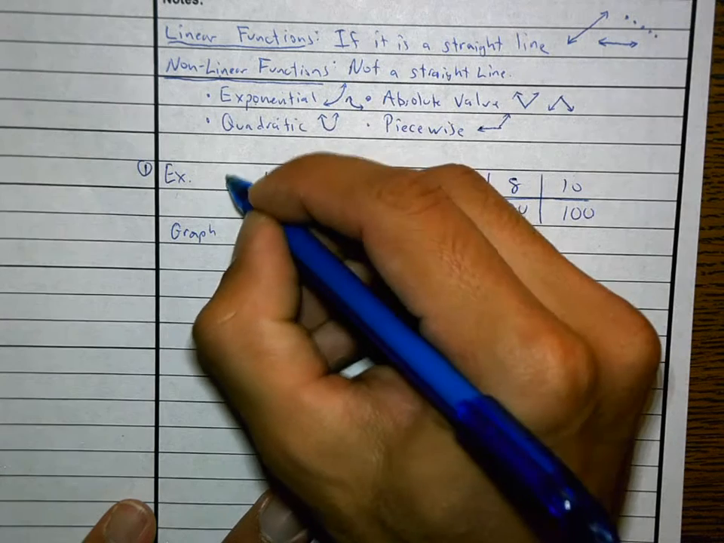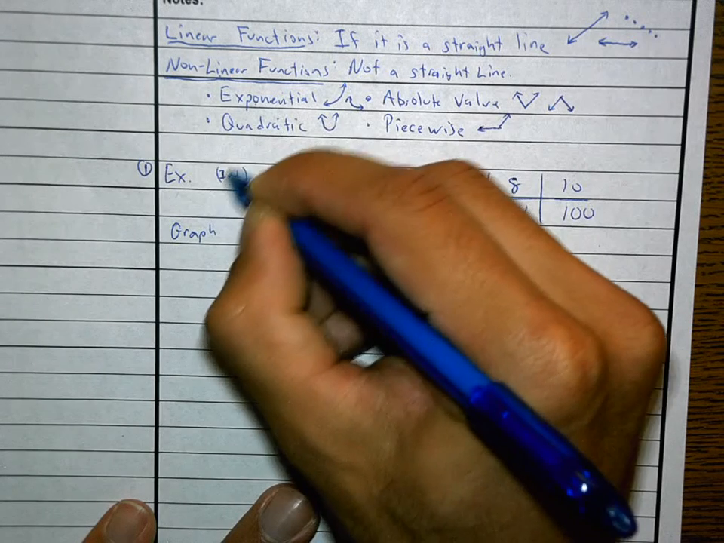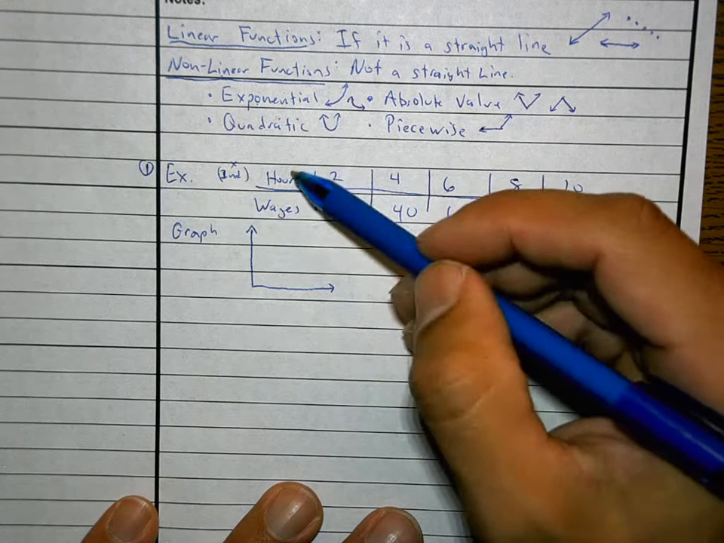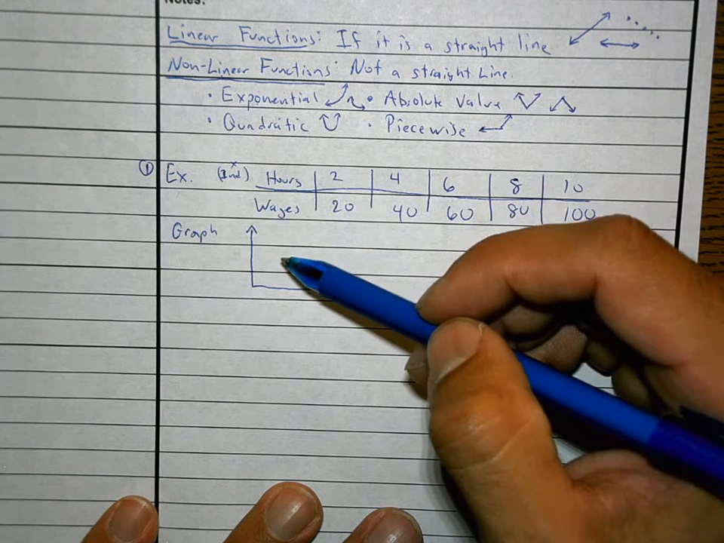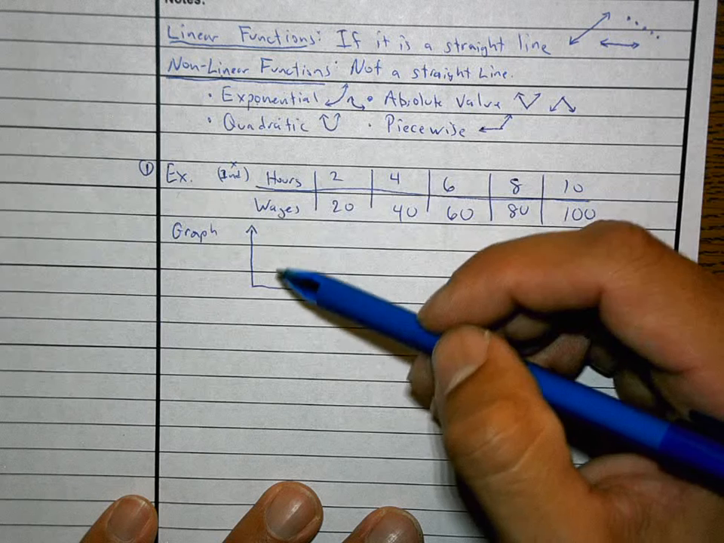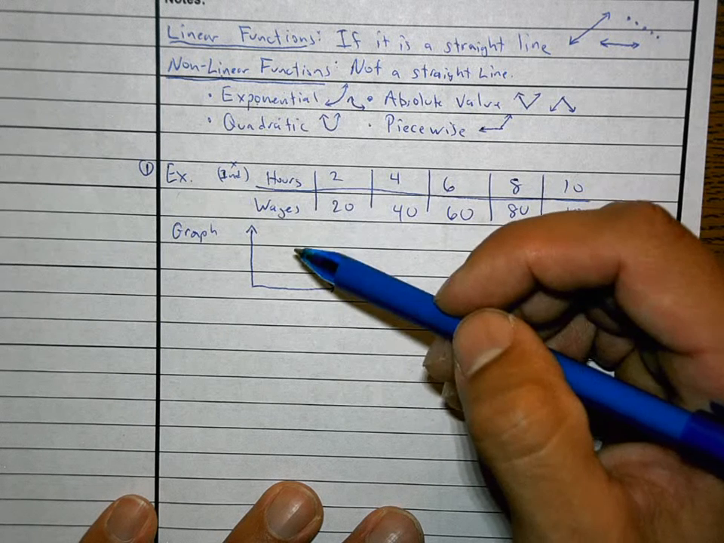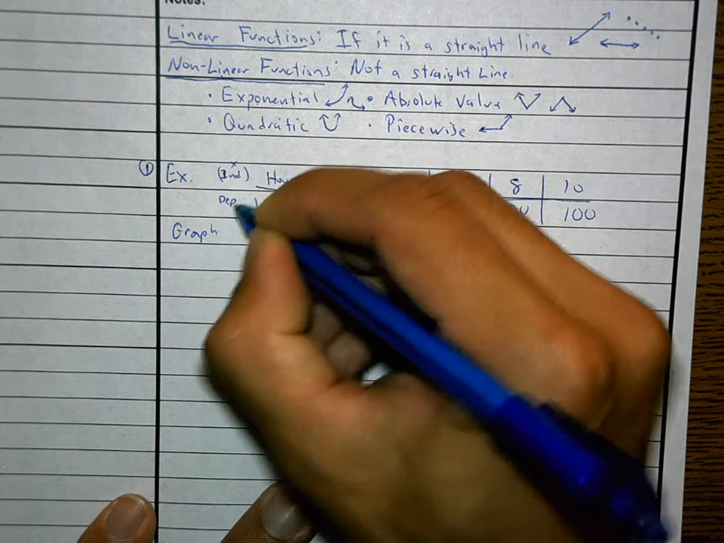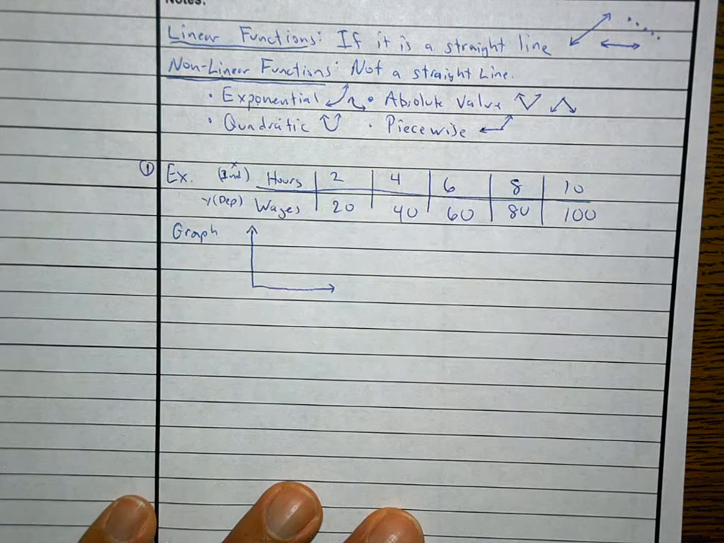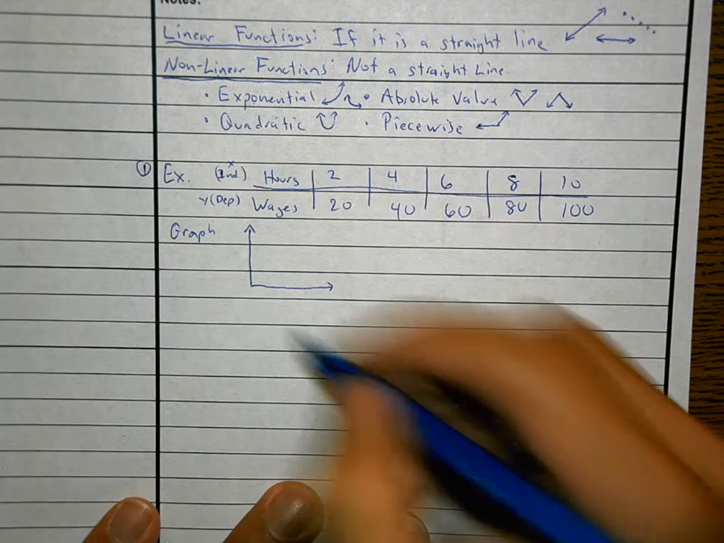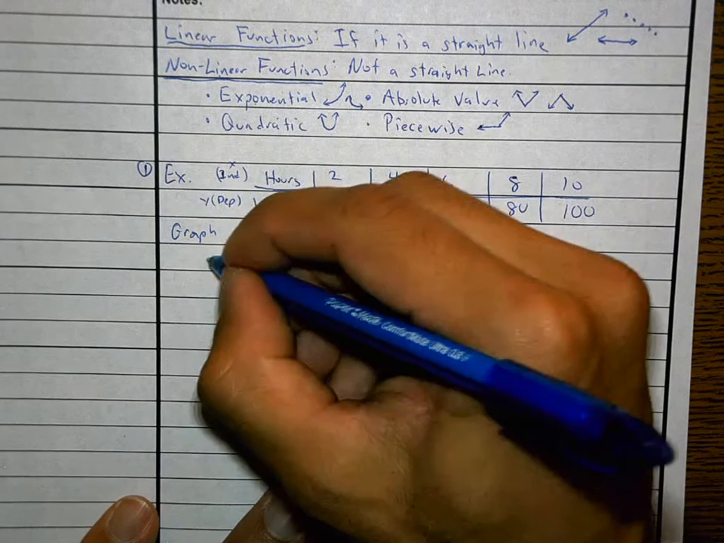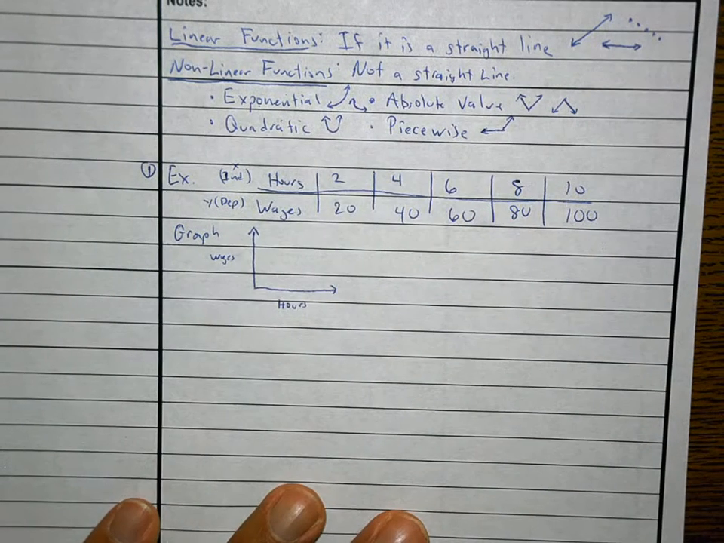I'm going to call this one my independent variable. It's my x-axis. Why? Because do hours depend on wages, or do wages depend on hours? How much you make depends on how many hours you work, or how many hours you work depends on how much you make? Dependent is always your y-axis. I say that to you because you need to hear it again and again. Hours for us should be on the x-axis, and our wages should be on our y-axis when we go to graph.